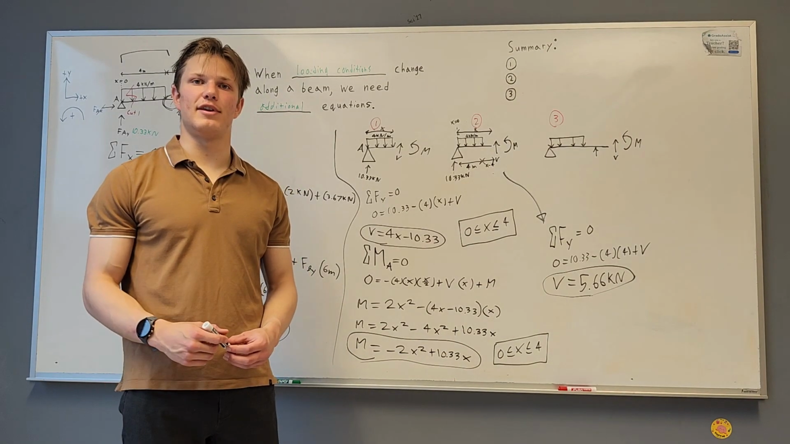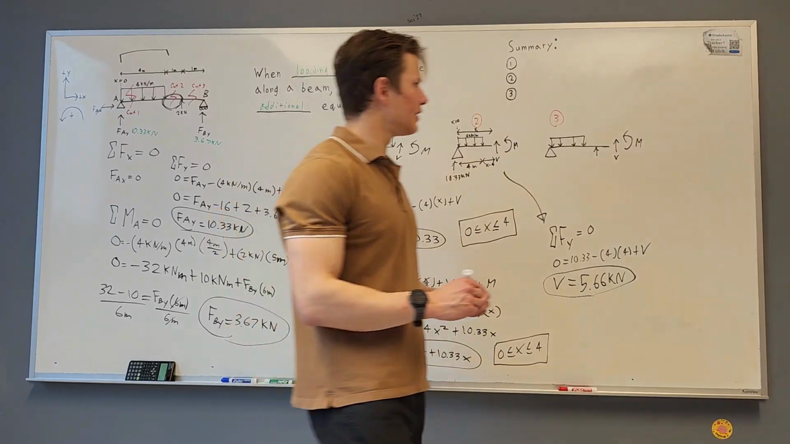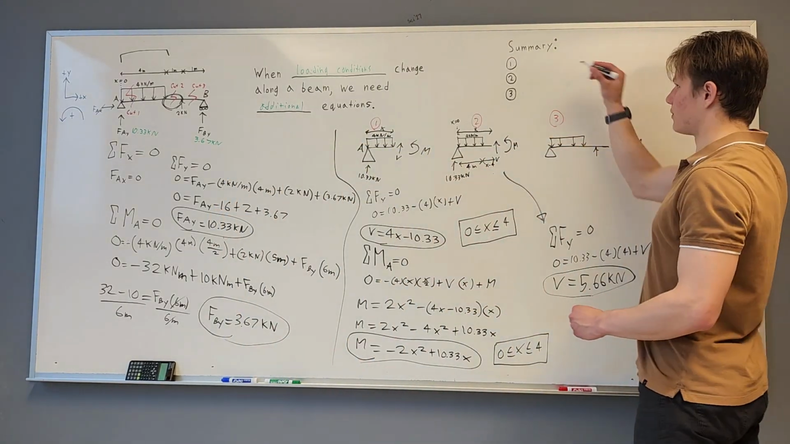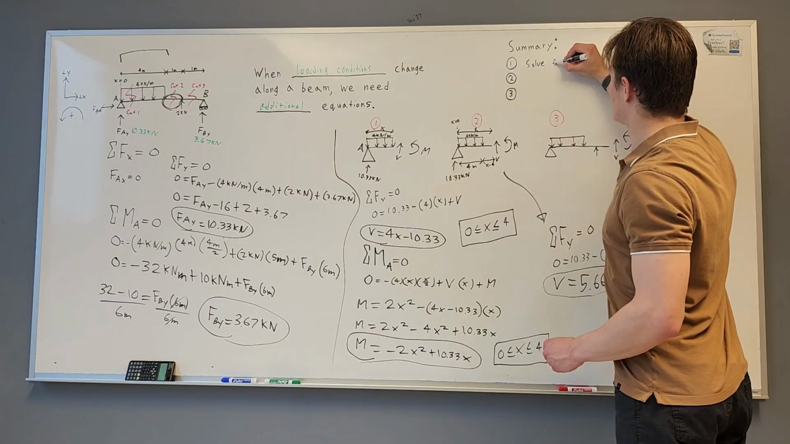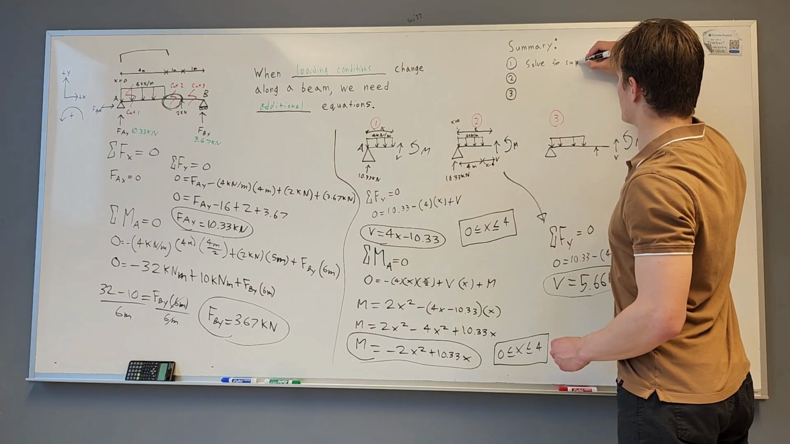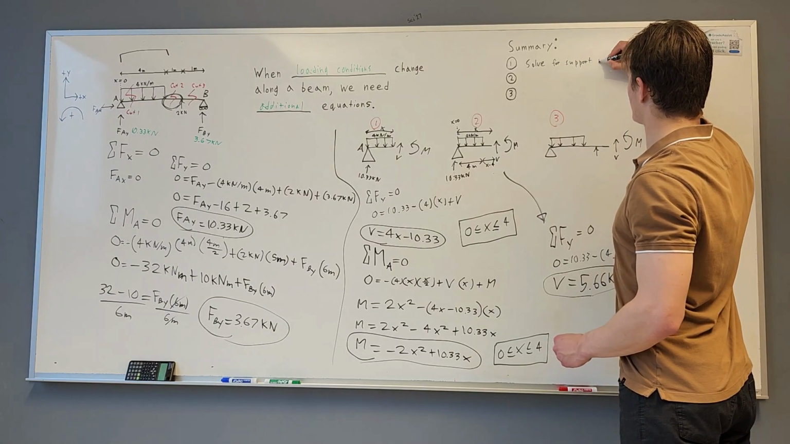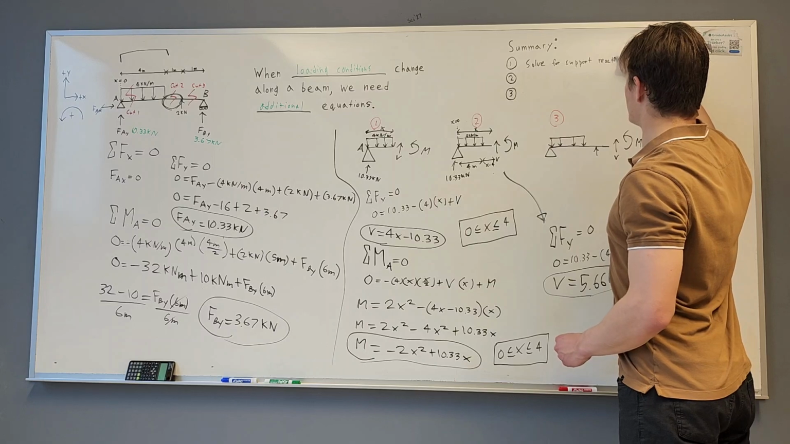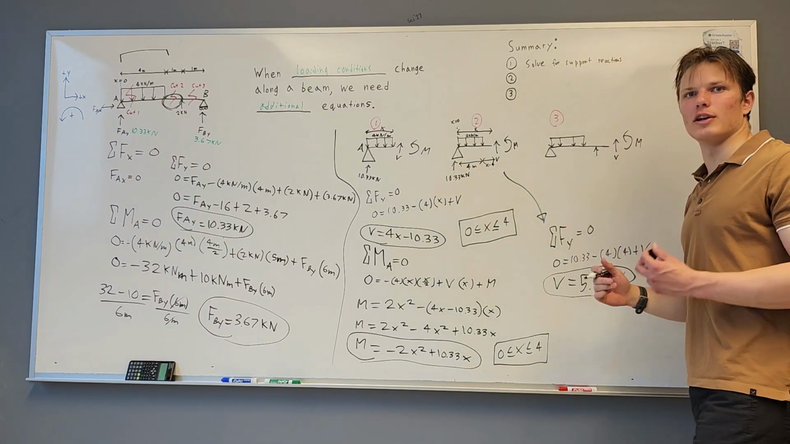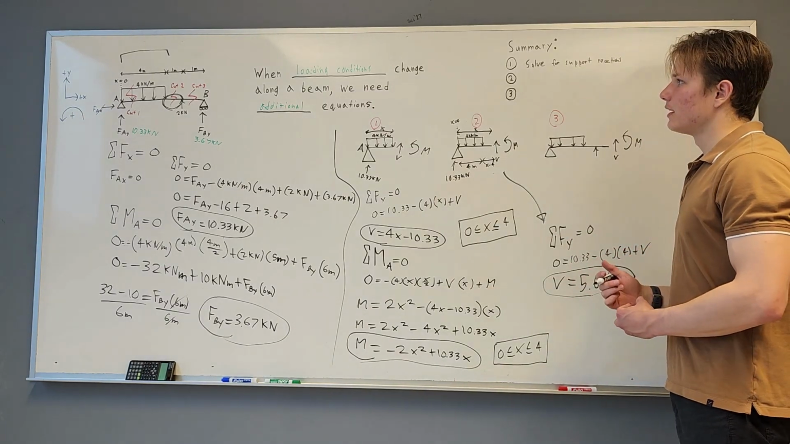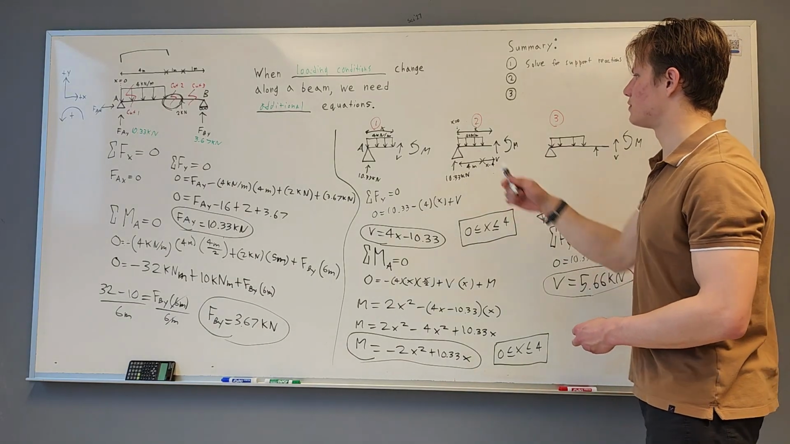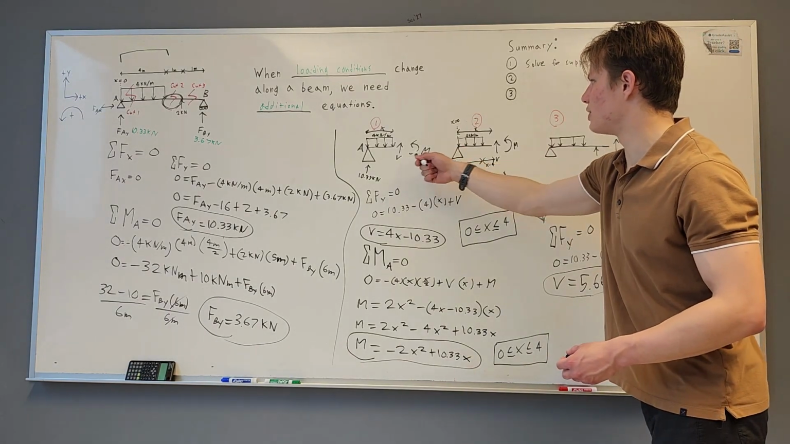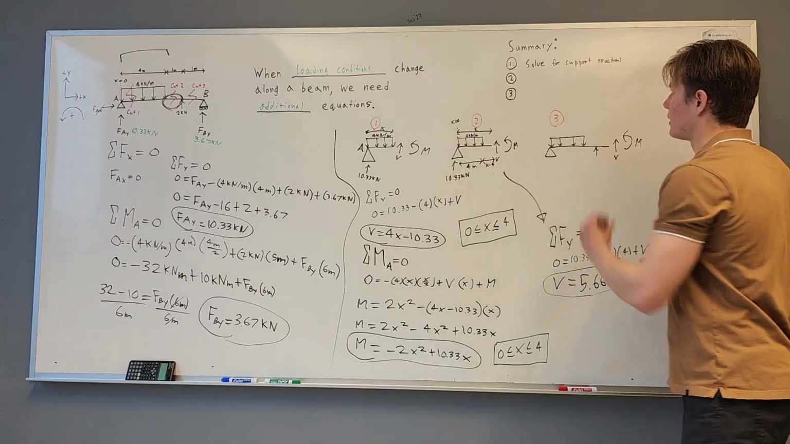So to summarize everything in 3 simple steps for you guys, I want you to remember that the first step is solve for support reactions. And this is something you will always need to do when you're solving for internal shear and bending, because those values are needed to determine the value of this shear and moment when you cut your sections.